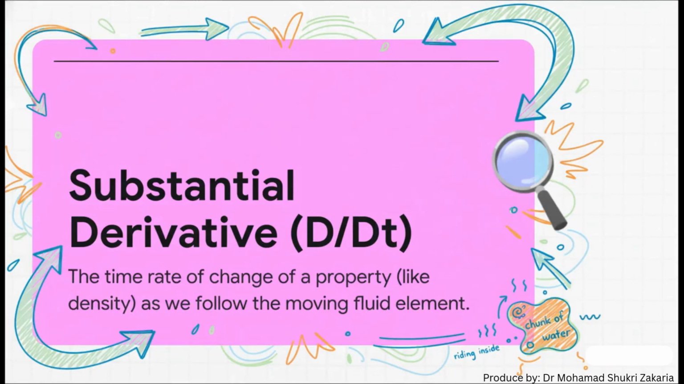Well, the answer is this thing right here, the substantial derivative, written as a big D over a big Dt. Now I know, don't let the name intimidate you. All it really means is the rate of change of some property, let's say the temperature of that little chunk of water, from the perspective of the water itself. It's the change you would feel and measure if you were actually riding along inside it.